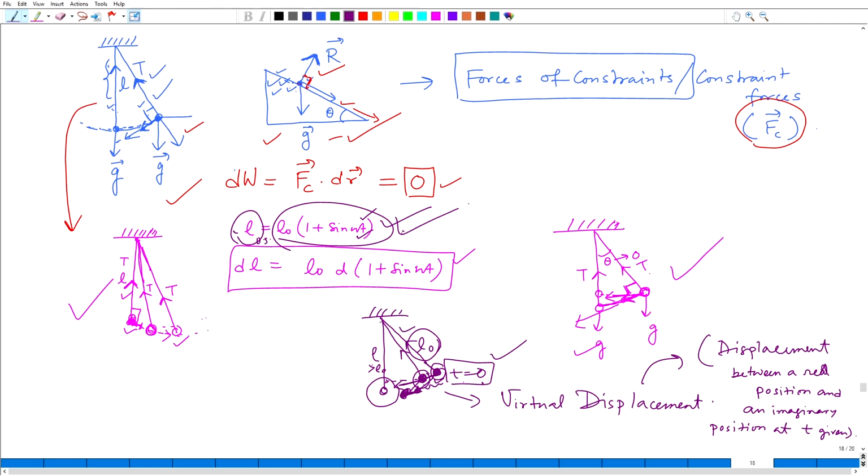So, you understand what I am trying to say: virtual displacement you cannot realize or make in a real system's evolution. Virtual displacement means that you have all the positions possible for a system which is evolving, and now you take one time instant. You imagine another possible position for that particle at that instant of time just by imagining.